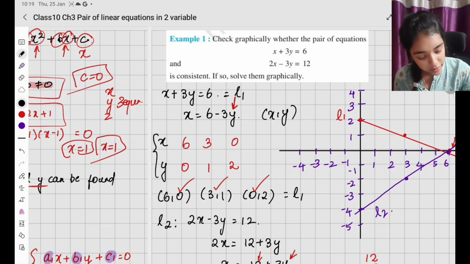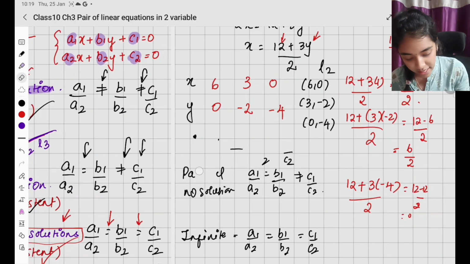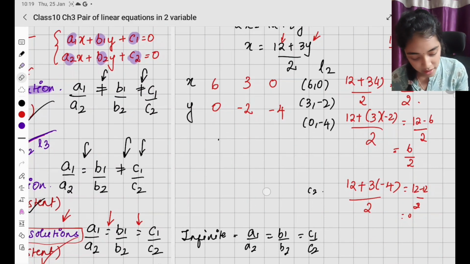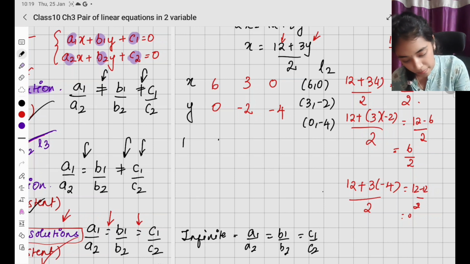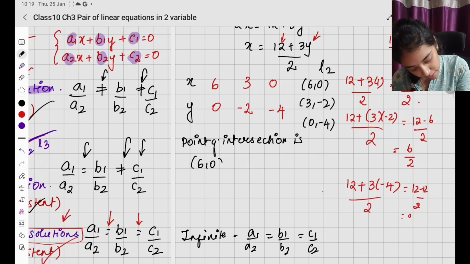Now what is our point of intersection? I see that the lines are getting intersected at 6, 0. Correct? So what is the point of intersection from this? I can write it as, let me erase this. So I can write the point of intersection, point of intersection is 6, 0, and hence it has a unique solution.